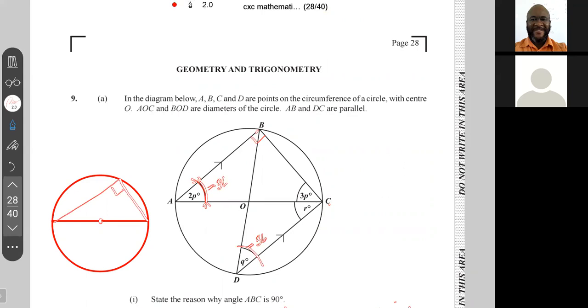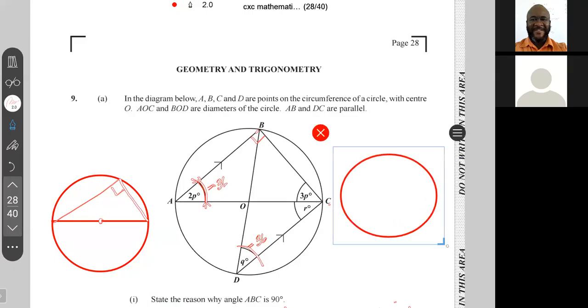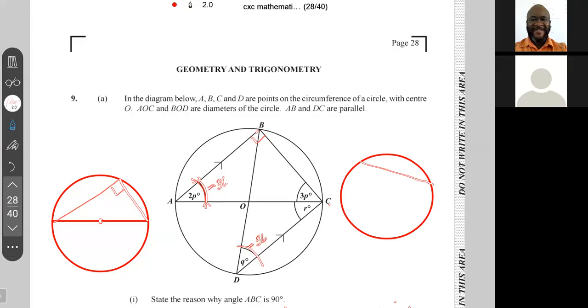I'll try and illustrate why. So here's my circle. A line drawn like that is called a chord.